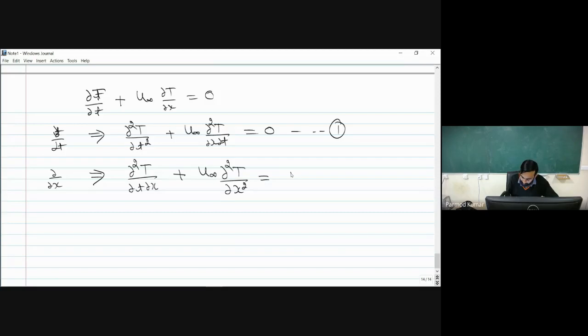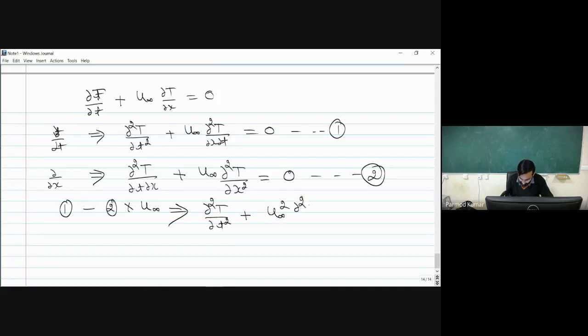Okay, now what we can do is multiply this second equation with u infinity, and then take the difference. So I will be doing 1 minus second into u infinity. If I apply this operation, what will I be getting? Can you tell me? I'll be getting del square T divided by del t square plus u infinity square into del square T divided by del x square equal to 0.